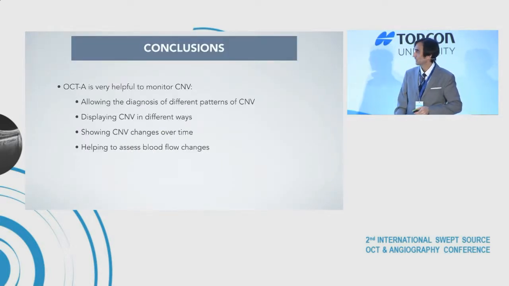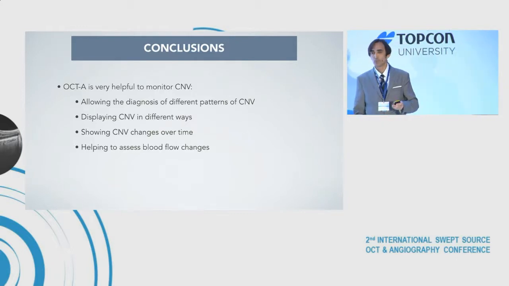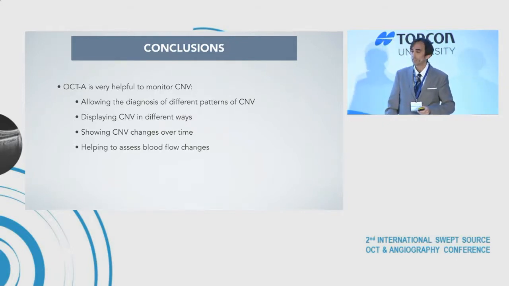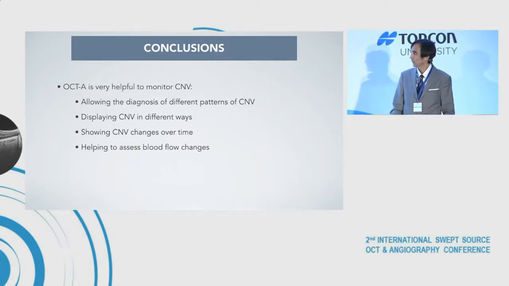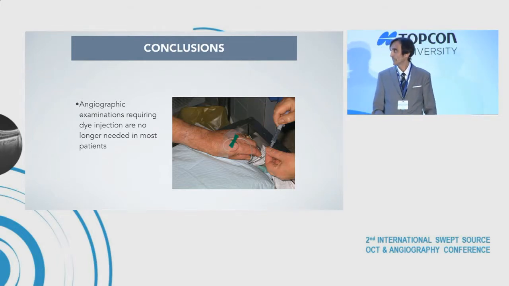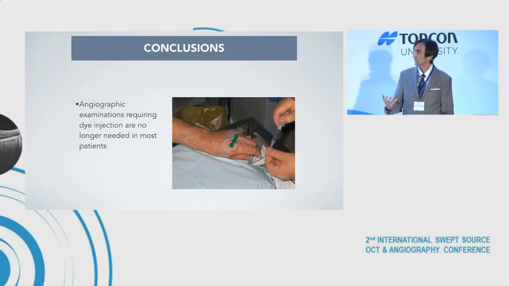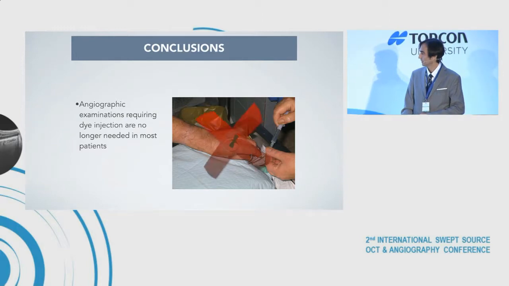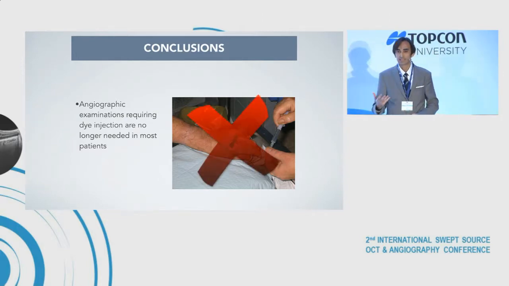Then to sum up, we could say that OCT angiography is very helpful to monitor CMV, allowing the diagnosis of different patterns of CMV, displaying CMV in different ways, showing CMV changes over time, and helping to assess blood flow changes. Then, as Eric pointed out before very nicely, angiographic examinations requiring dye injections are no longer needed in most patients. Remember that things are changing very fast.